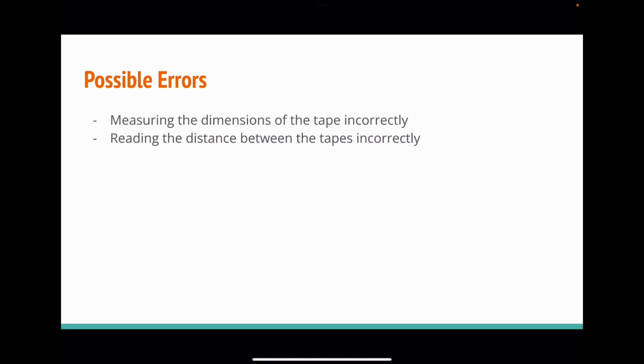Some possible errors in this experiment include measuring the dimensions of the tape incorrectly, which would impact the mass that I found, which would in turn impact the gravitational force, electric force, and charge that was calculated. Another error could be reading the distance between the tapes incorrectly, which would impact the charge that was calculated.